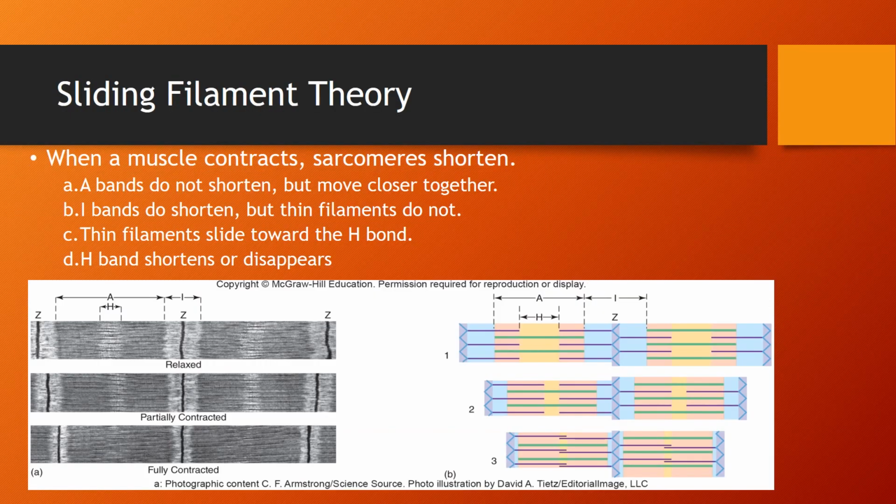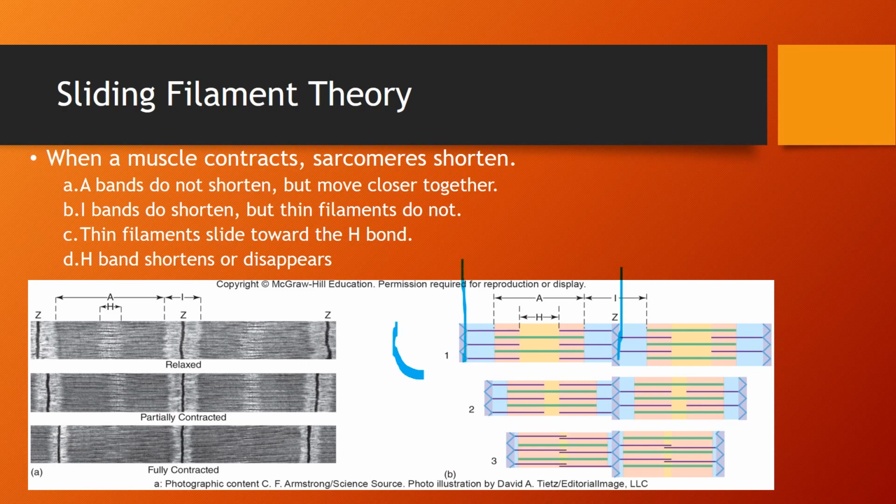The sliding filament theory is the explanation for muscle contraction. Let's look at what happens with each sarcomere. When we have contraction, the myofiber and all of the myofibrils shorten by movement of the insertion toward the origin of the muscle. Shortening of the myofibrils is caused by shortening of the sarcomeres, from Z disc to Z disc.